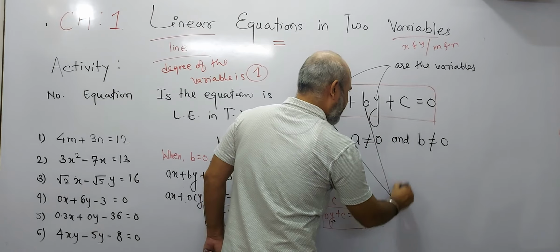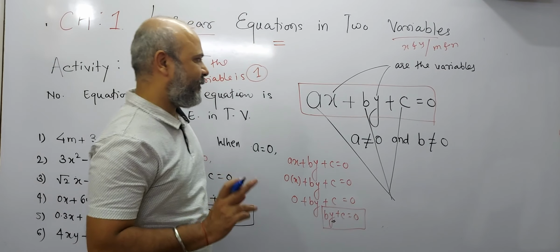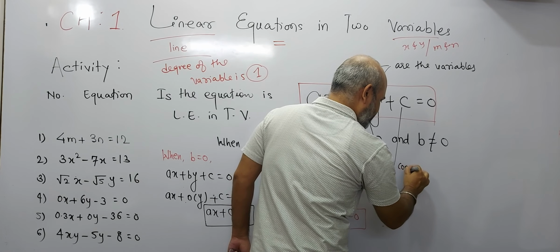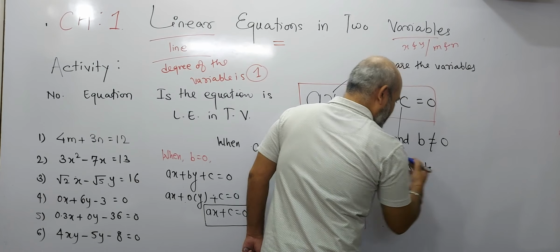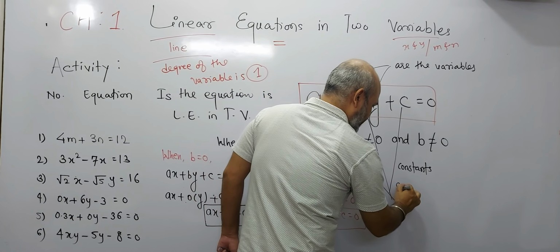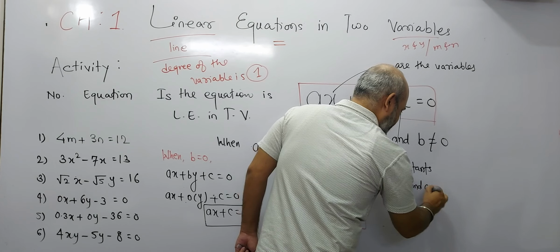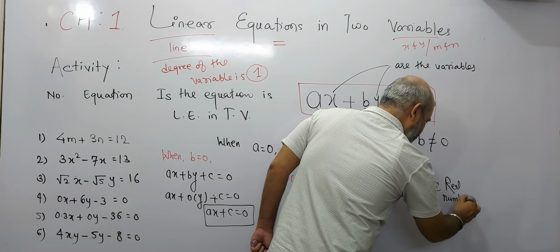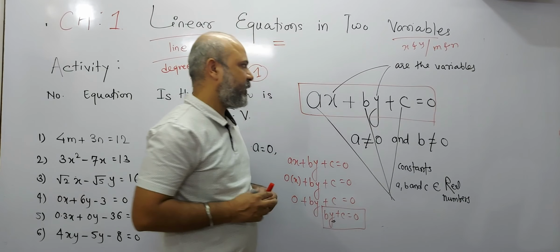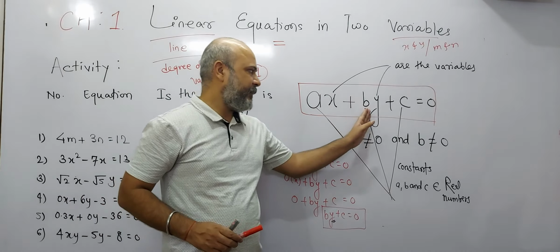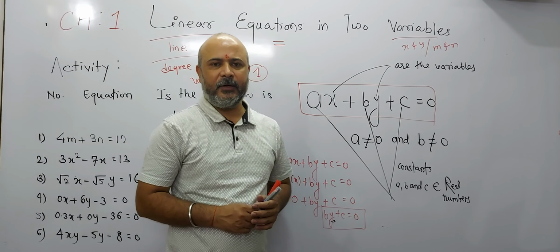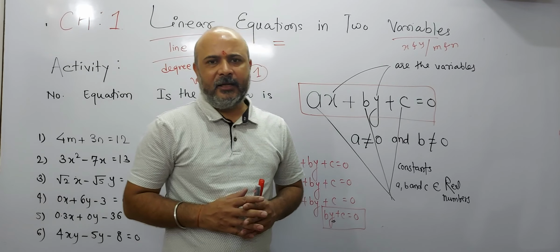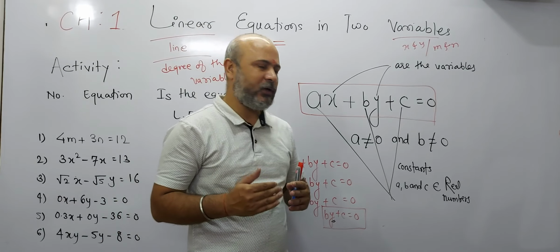Now a, b and c. When I talk about a, b and c, they are called constants. Or you may say that a, b and c belong to real numbers. The values of a, b and c belong to real numbers. So students, one question is, what is a real number?